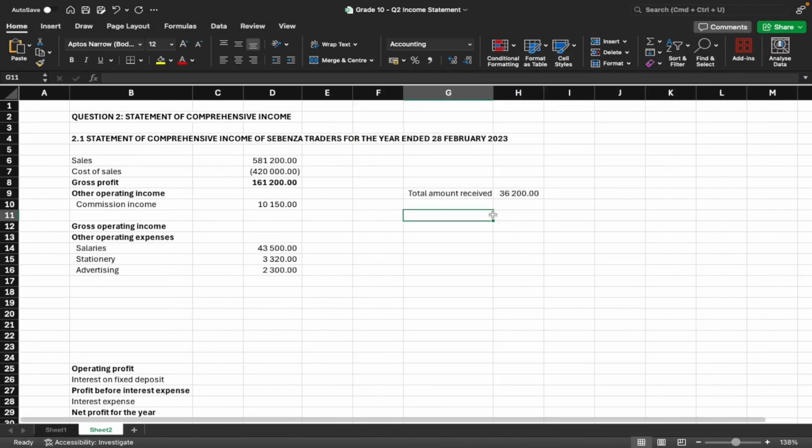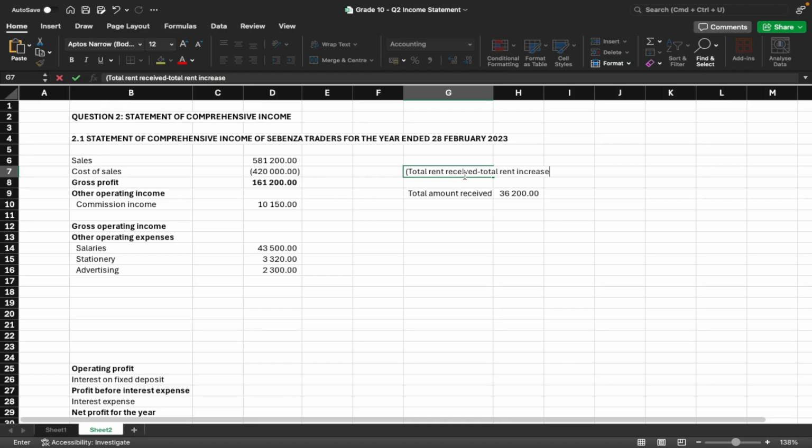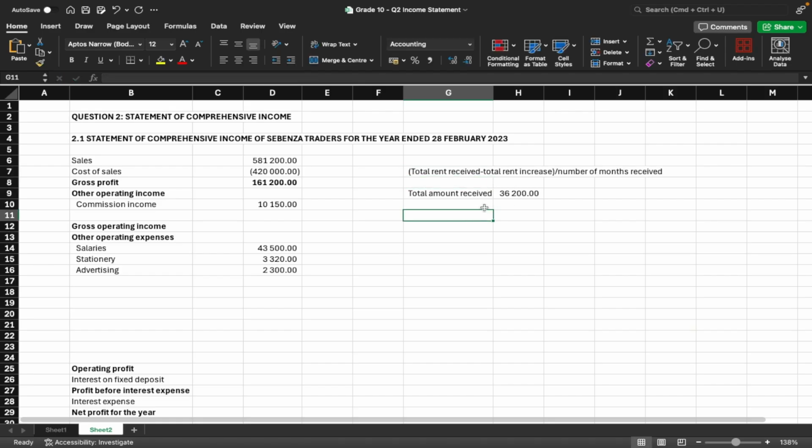Let me even write the formula first here of how we calculate the 1 month's rent that we need to add to our 36,200. You will take total rent received minus total rent increase, okay, and then you divide it by number of months received, okay, number of months for which you have received your rent. Okay, so here's how we'll do it. Total rent received minus total rent increase. What is the total amount received? We've received 36,200.